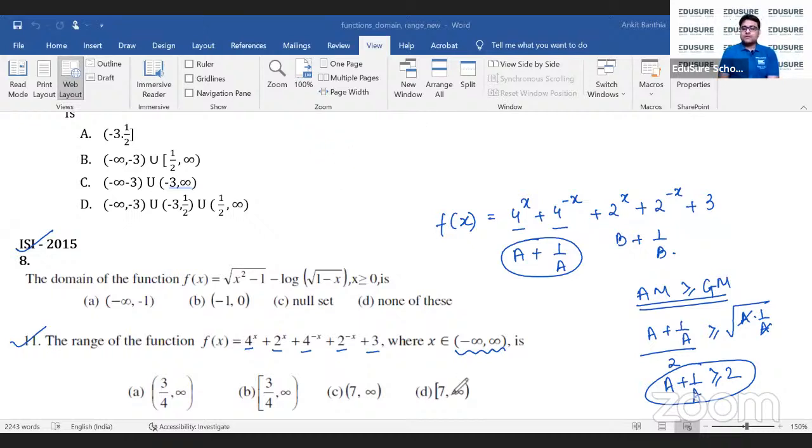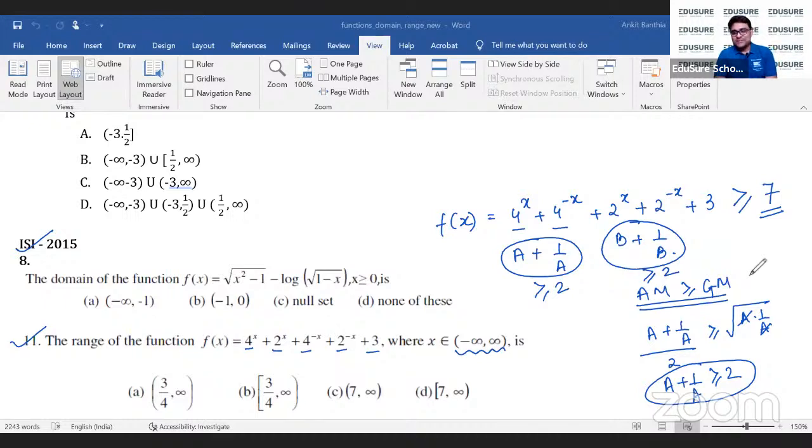Understand? Am I clear? So if it is of the format a plus 1 by a, this is of the format b plus 1 by b, both are greater than equal to 2. So f(x) is greater than equal to 2 plus 2 plus 3. So overall, can I say that f(x) will always be greater than equal to 7?